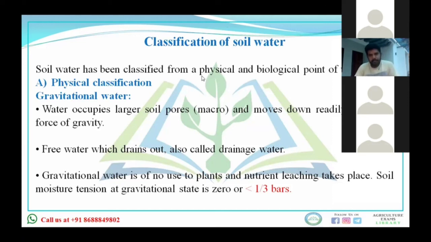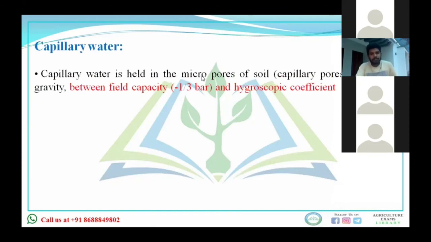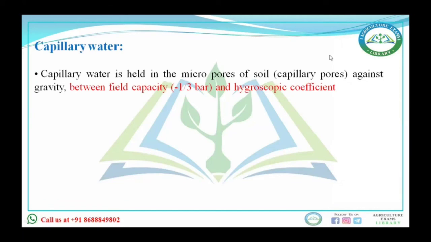Now next is capillary water. Gravitational water was held in macropore, and this is held in micropore. Can anyone tell me the size of micropore? Less than 0.06 mm. Okay, and capillary water lies between the field capacity and hygroscopic coefficient.